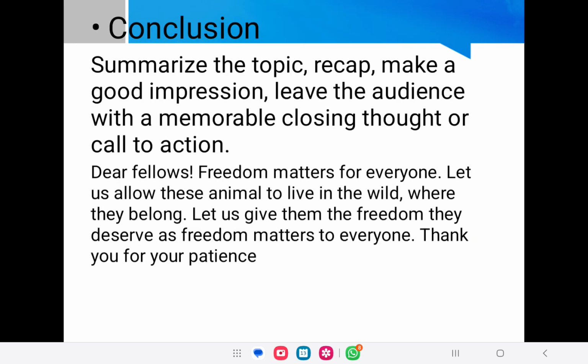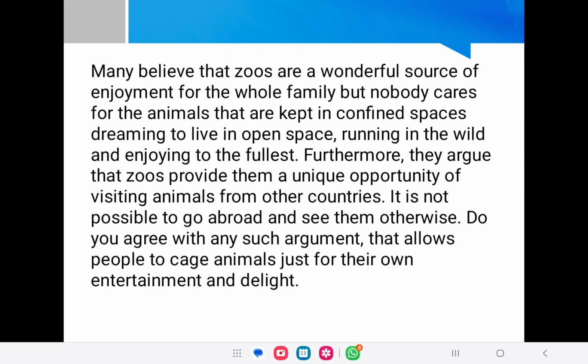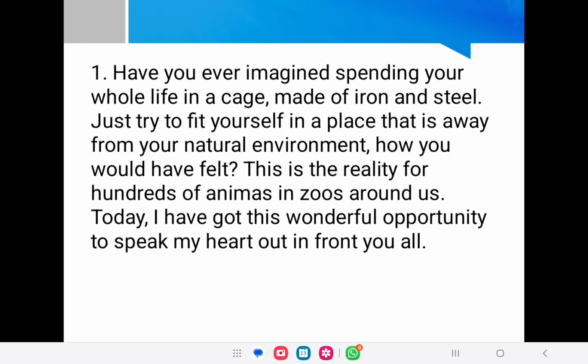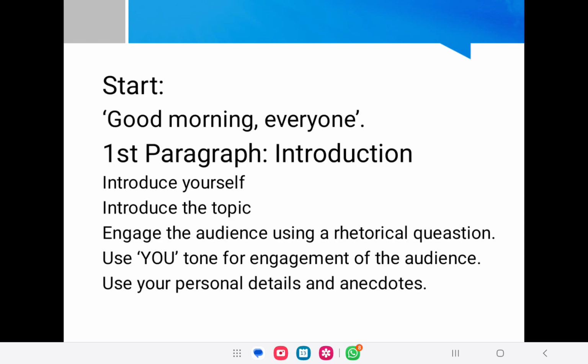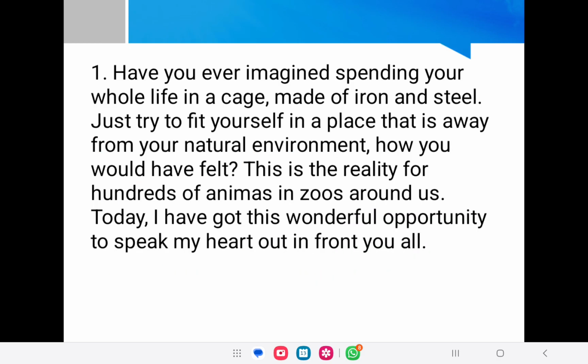Now, let's get back to the topic. Now, we are going to talk about the zoos again. Okay. So, this is the way we have started it. We have started it with good morning, everyone. Now, we are going to write about those 6 or 7 points in text A and 6 or 7 points in text B. When you are starting your speech, it must be in your own words. Everything that you are writing in starting, that must be in your own words.